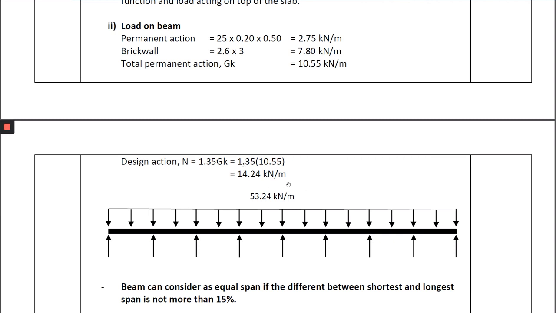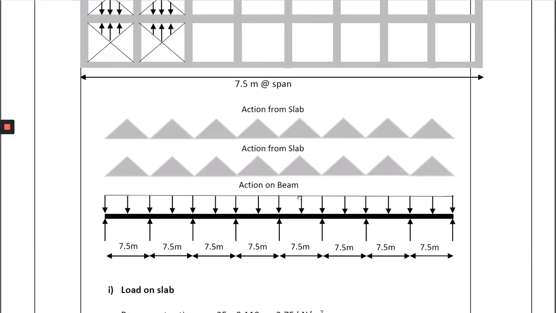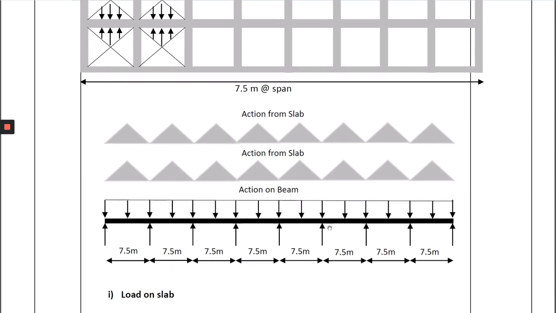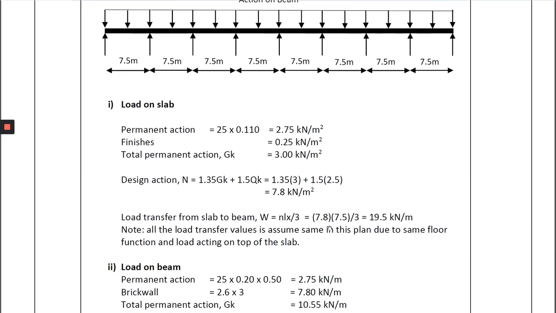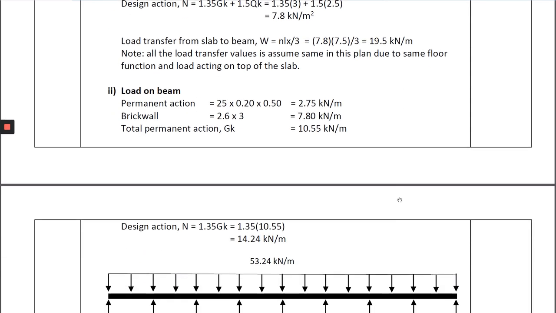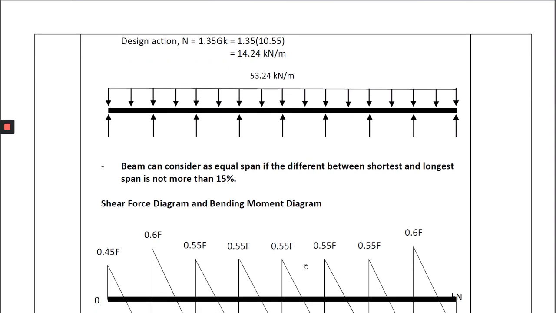So how do I get this 53.24 kilonewton per meter? As I said before, it is totaled up from this beam and also this slab. So we have two slabs, 19.5 kilonewton per meter here, times 2, plus 14.24, we will get 53.24. A beam can be considered as equal span if the difference between the shortest and longest span is not more than 15%.